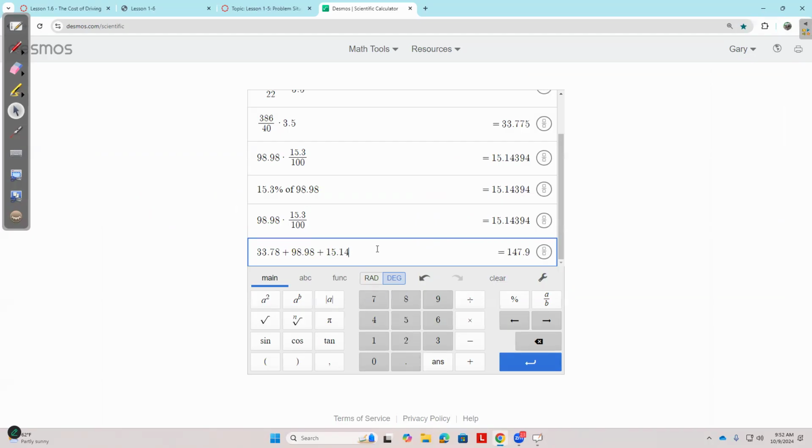Why are we subtracting the tax? We're adding the tax because you have to pay that in addition. It looked like a minus symbol. Nope, we're adding.